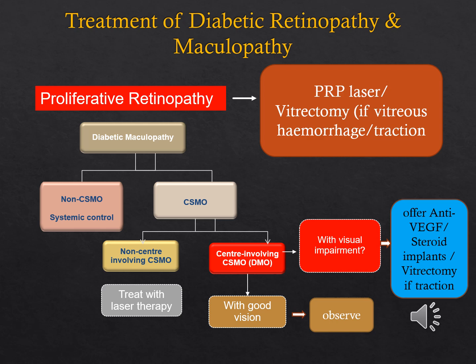If they have visual impairment, we would then offer them a course of anti-VEGF treatment, initially monthly over the course of 4 to 6 months, or perhaps offer them a steroid implant, especially if they were travelling or had a vitrectomized eye or had a recent myocardial infarction. We can also offer vitrectomy if there is significant traction on the macular area.